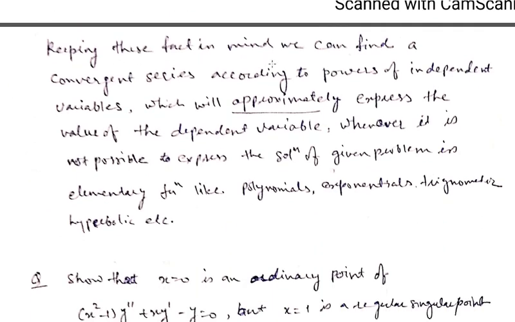So keeping this fact in mind, we can find a convergent series according to powers of the independent variable. x is the independent variable, which will approximately express the value of the dependent variable. It means in the given equation we have y as the dependent variable and x as the independent variable. So y can be expressed in terms of a power series, which contains some powers of the independent variable, which is x.